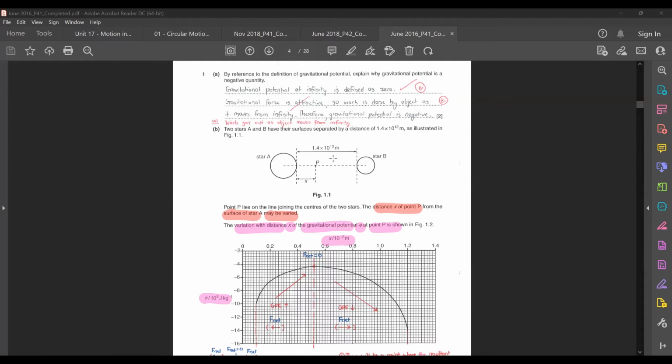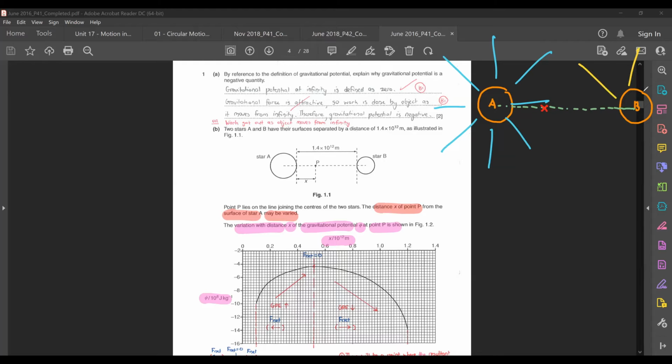Now, if I tell you you have star A, this is star A, and then this is star B, and then there's this little line joining the centers of the two stars, like this, and I have a particular point P in between those two stars. Now, star A has its own gravitational field. Likewise, star B would also have its own gravitational field.